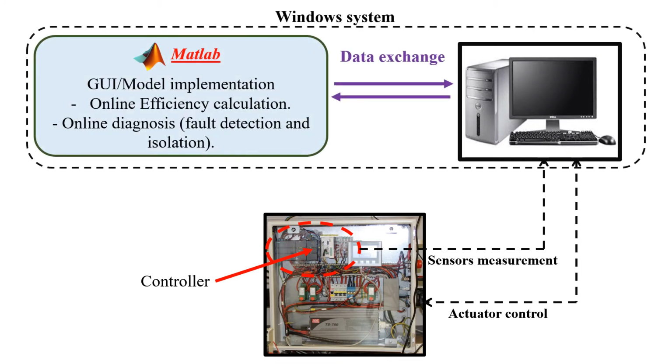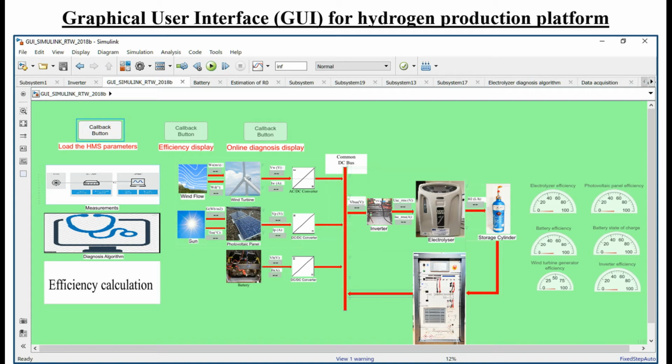A GUI has been developed using MATLAB Simulink in order to exploit the developed model for real-time efficiency calculation and for supervision of the platform by generating the fault indicators for fault detection and isolation. This is the graphical user interface developed in MATLAB Simulink.